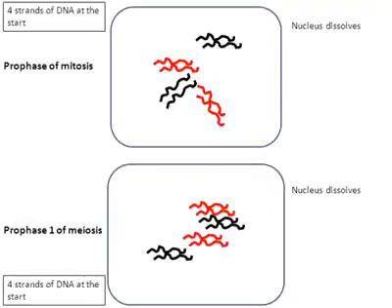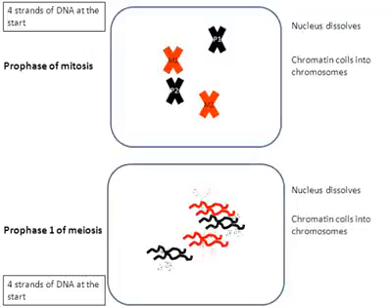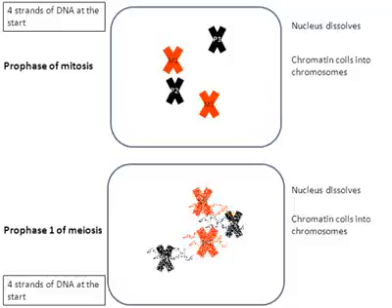In the top cell, what I want to draw your attention to now is that the strands of chromatin that were just duplicated are going to coil into chromosomes. I'll explain the P and the M in just a moment. In the bottom cell, prophase number 1 of meiosis, really the same thing is going to happen. The chromatin is going to coil into chromosomes.